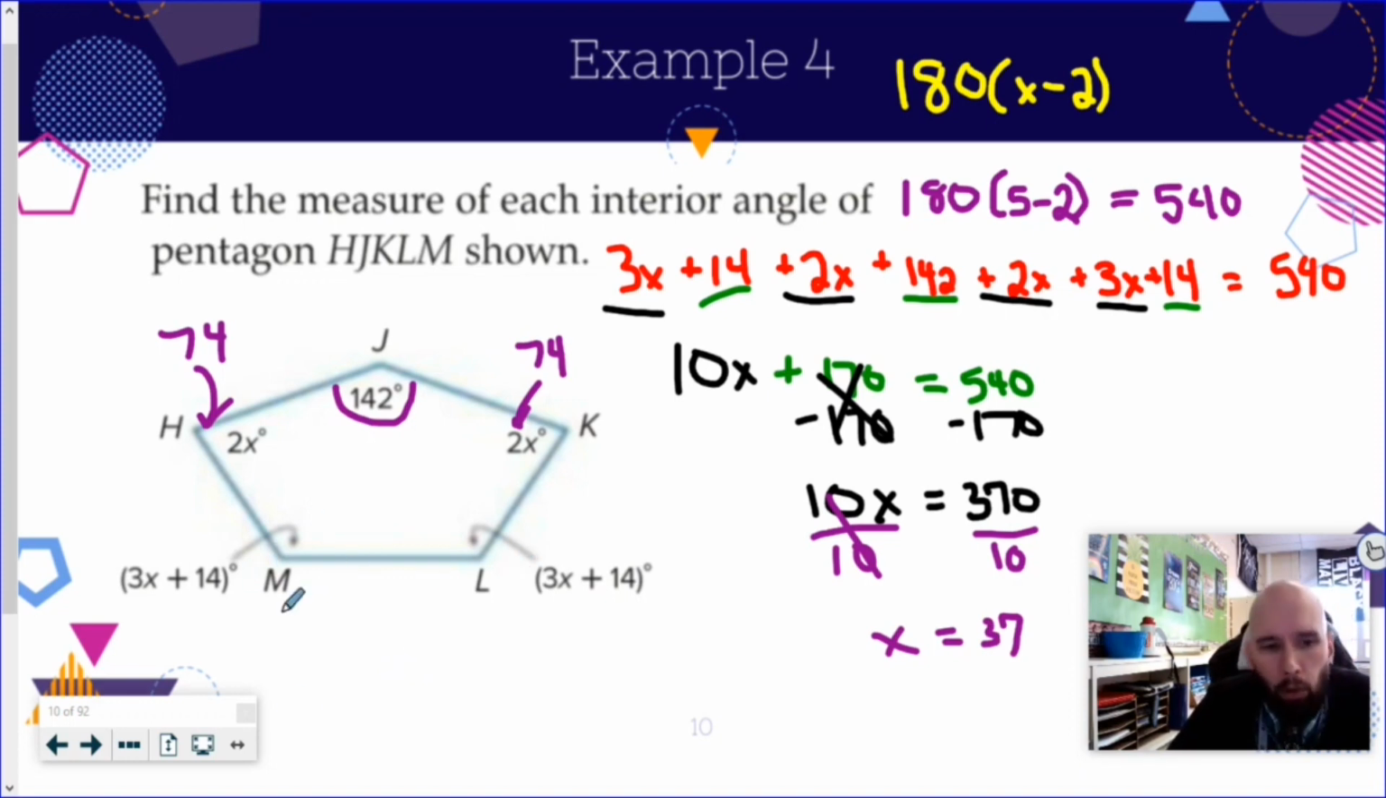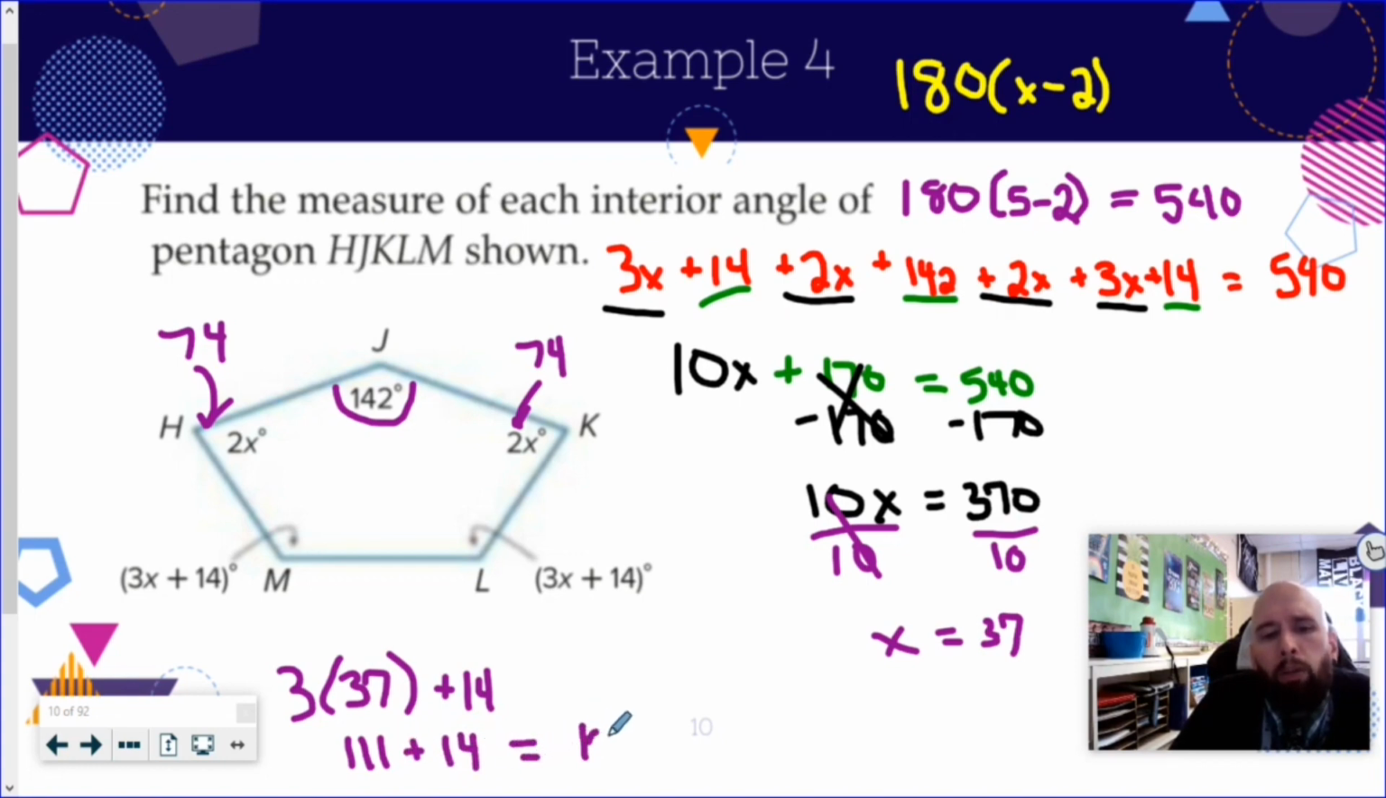How do I find these bottom 2? Well, I'm going to take my 37 and I'm going to plug it into x and do a little bit of simplifying. 3 times 37 plus 14. 3 times 37 is 111, I believe it is. And adding 14 to that gives me 125. So you're 125. You're 125. We're going to attach degrees symbols to all of these.